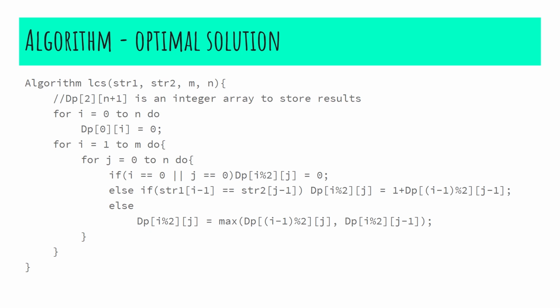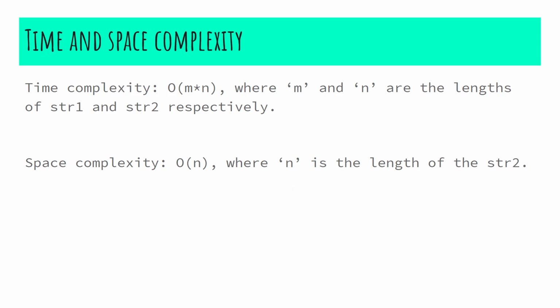After completing the iterations, if the value of m, that is the length of the first sequence, is even, then we end up in the 0th row, else we end up in the first row. So we take m mod 2 to get the lastly visited row. The time complexity for the optimal solution algorithm is order of m into n, where m and n are the lengths of string 1 and string 2 respectively. But the space complexity, as you can see, has been reduced to order of n, where n is the length of string 2.